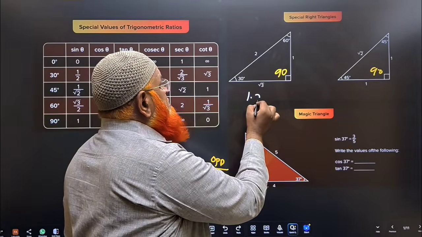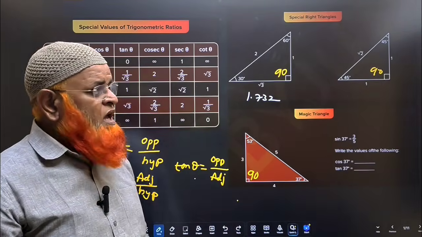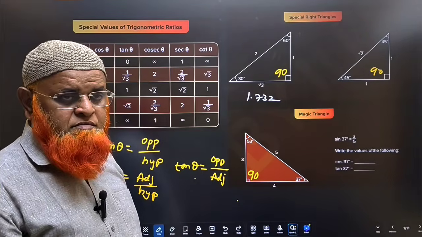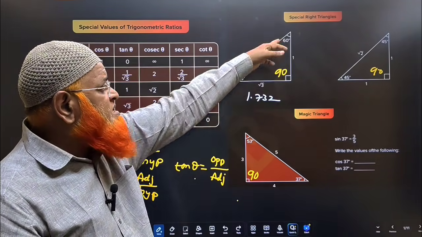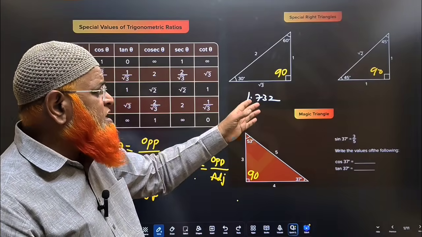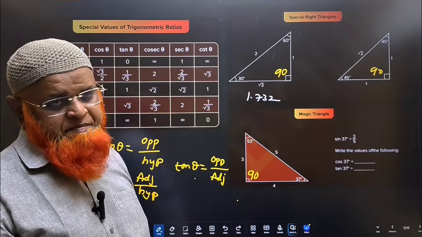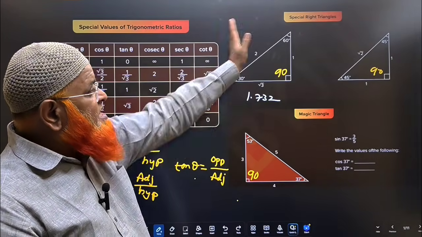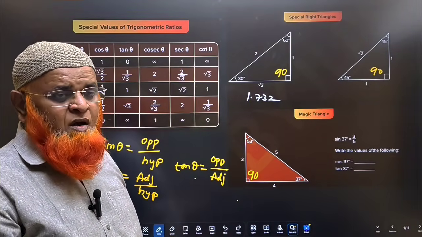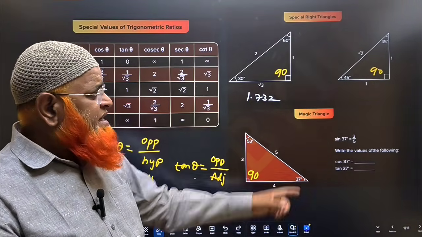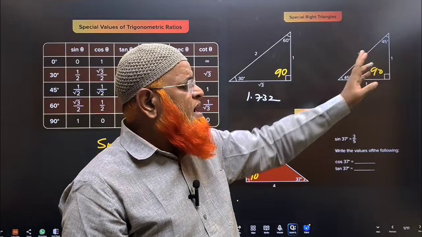You know, root 3 is nothing but 1.732. Is it not greater than 1? Yes, it is greater than 1. So 30 means 1, 60 means root 3, which is 1.732. Greater than that is 90, and 90 is larger than that, it is going to be 2. From 1 to 1.7, and 1.7 to 2. And here sin 45 and 90.